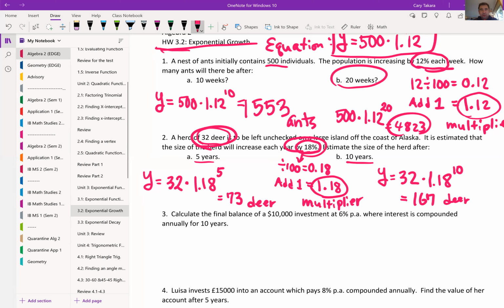Is it plural form of deer? Is it deer, two, three deer, or do you say deers? I don't think you do, right? I don't know.